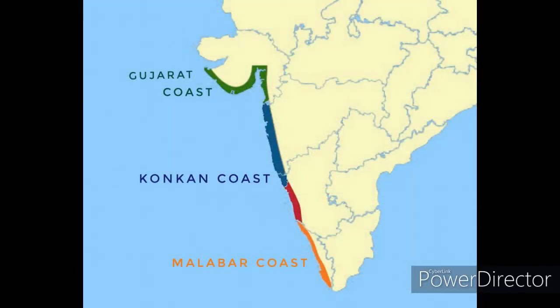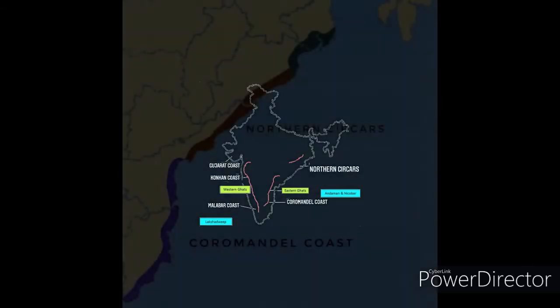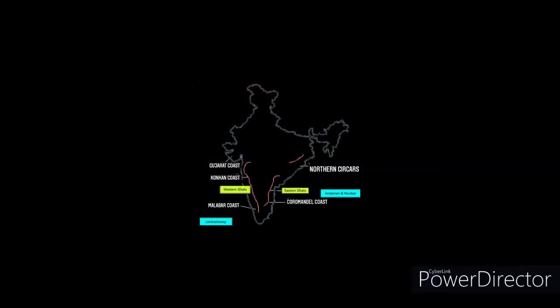This part of the coastline is along the Arabian Sea. Between the Western Ghats and the coast, the land is plain, and this land is known as the Western Coastal Plain. From Kanyakumari, the coast moves northwards and reaches up to West Bengal. This part of the coastline is along the Bay of Bengal. Between Eastern Ghats and the coastline, the land is plain and is called the Eastern Coastal Plains.